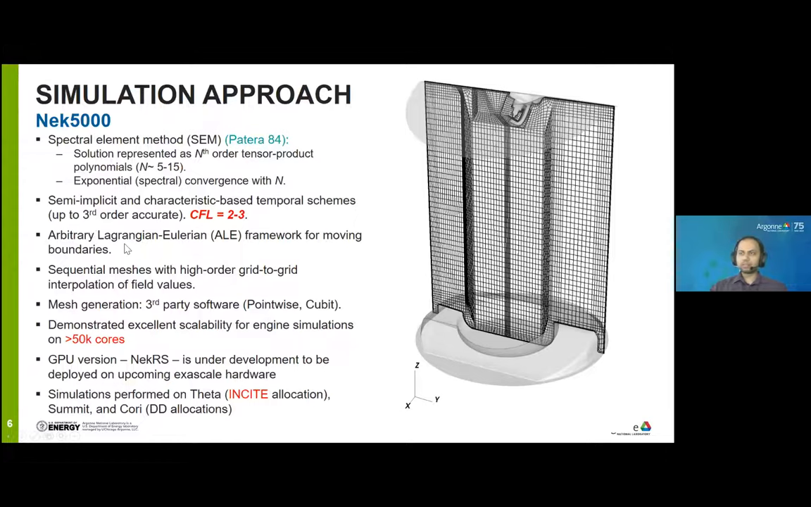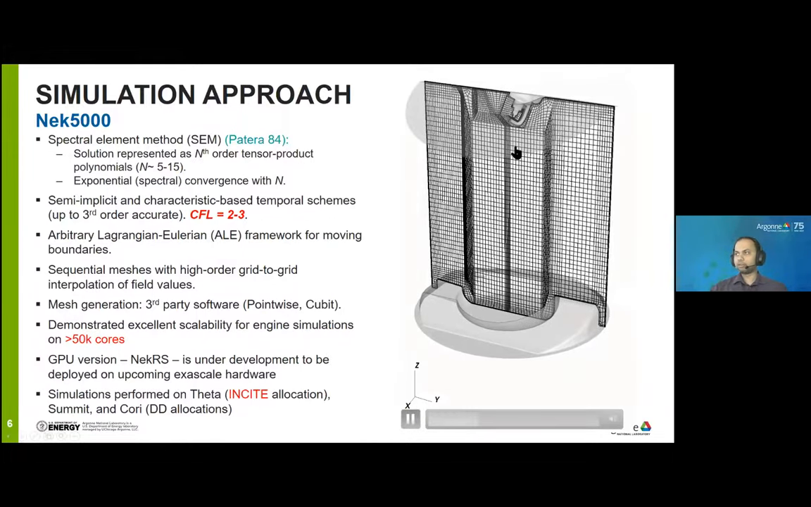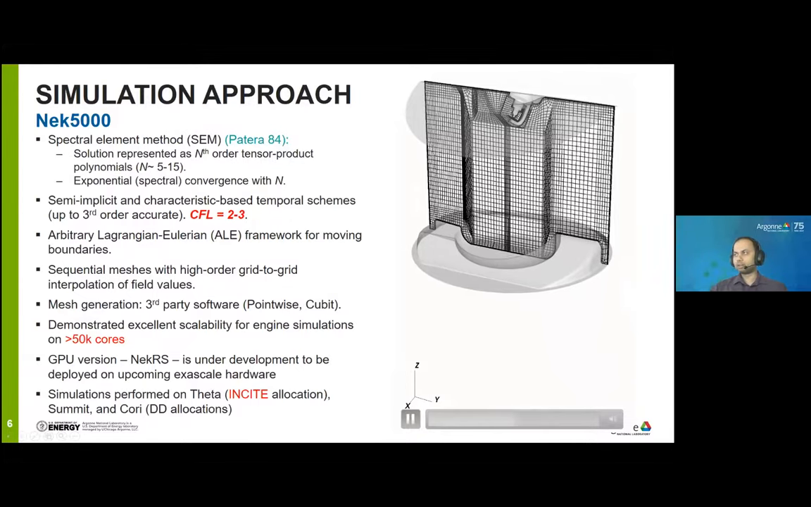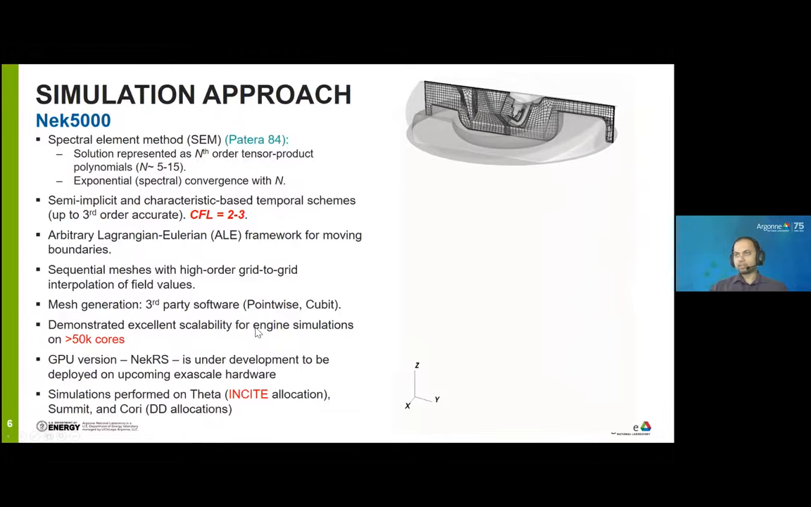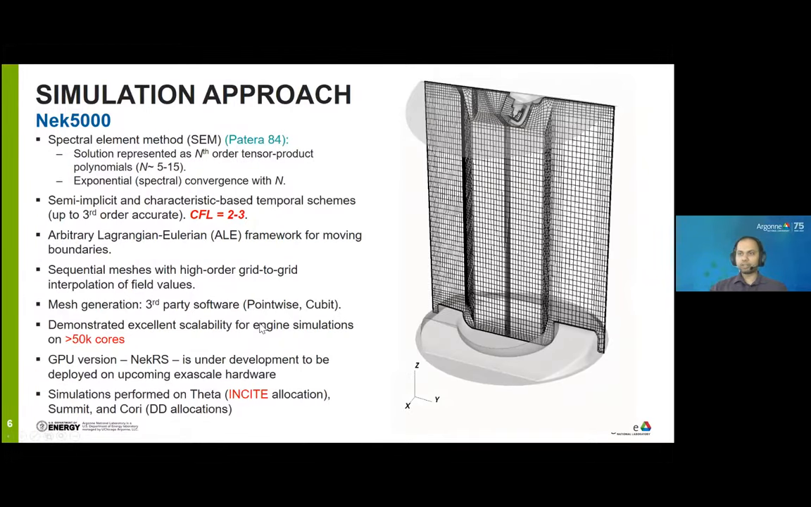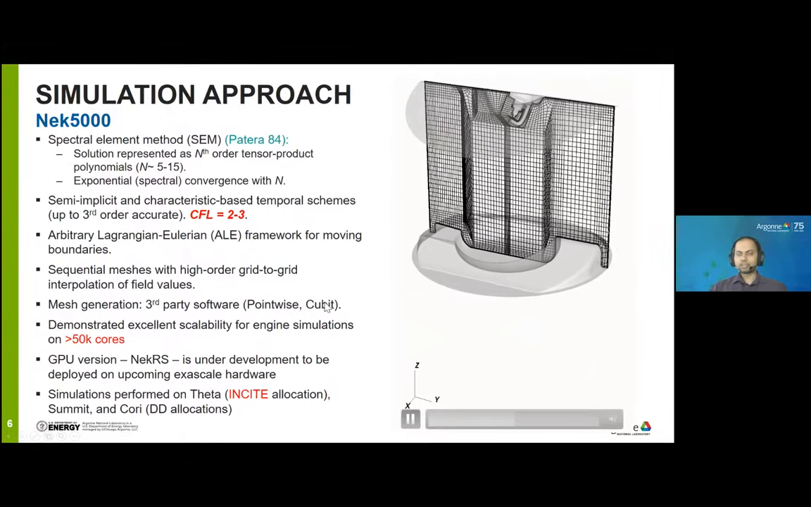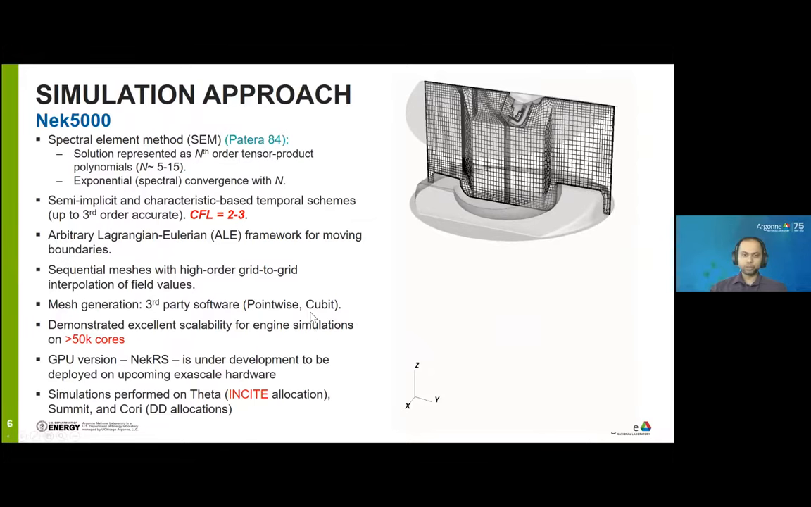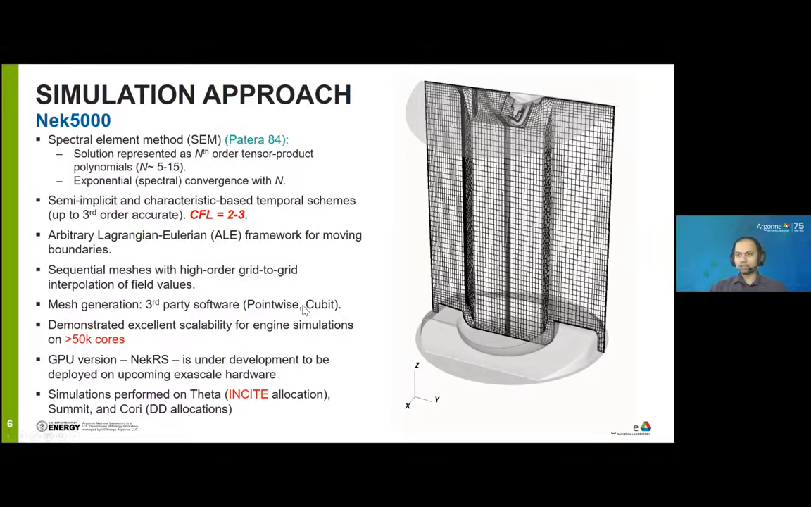So some of the specific unique features are that in addition to being high order, it can also handle complex geometries and also moving boundaries. So this is just a snapshot of the mesh as it's being deformed during a compression stroke for a four-valve pent roof engine. And we typically use third-party software to generate these meshes, which are generated a priori. And typically during one simulation, we use around 30 different meshes. And there is a high order grid-to-grid interpolation utility that can help you move from one mesh to the other without any loss of accuracy.